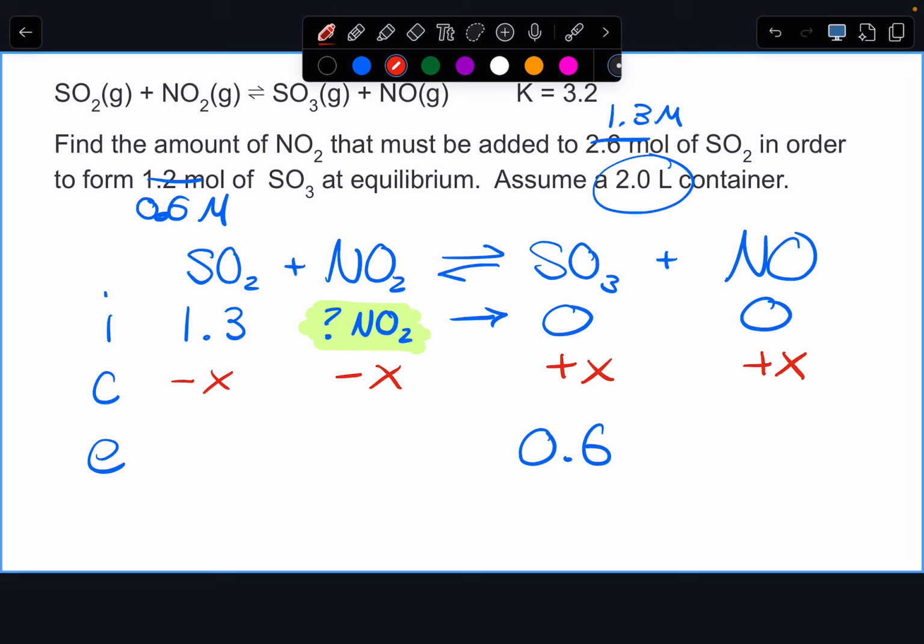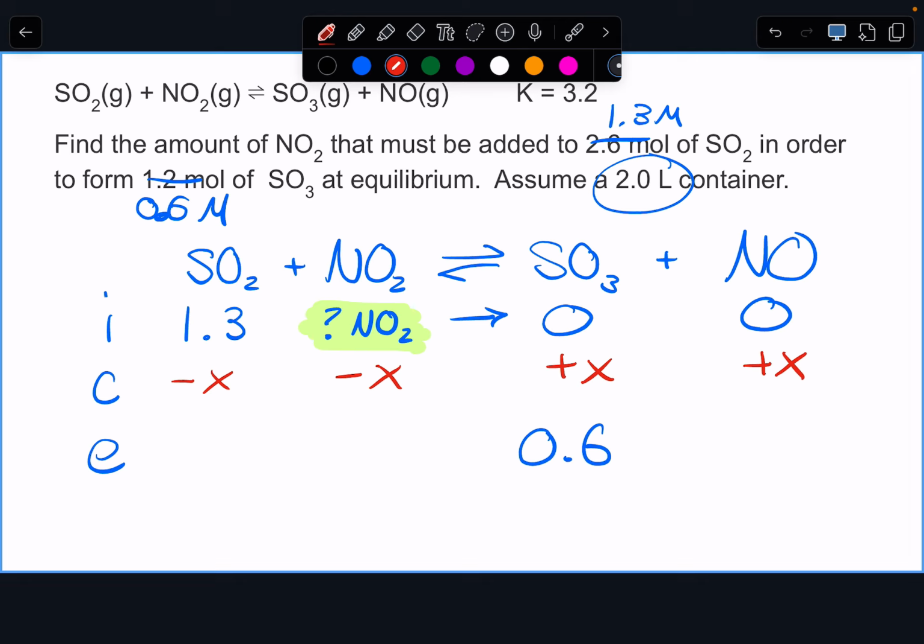At this point, you should see that there is a piece of information that's very useful. 0 plus X is 0.6. So we actually know the value for the change, because these two are always a sum. That means this x is equal to 0.6, which means we're going to make 0.6 of SO3, 0.6 of NO, we're going to use 0.6 of SO2, and we're going to use 0.6 of NO2. We don't know how much NO2 we started with, but we know how much we're going to end up using.